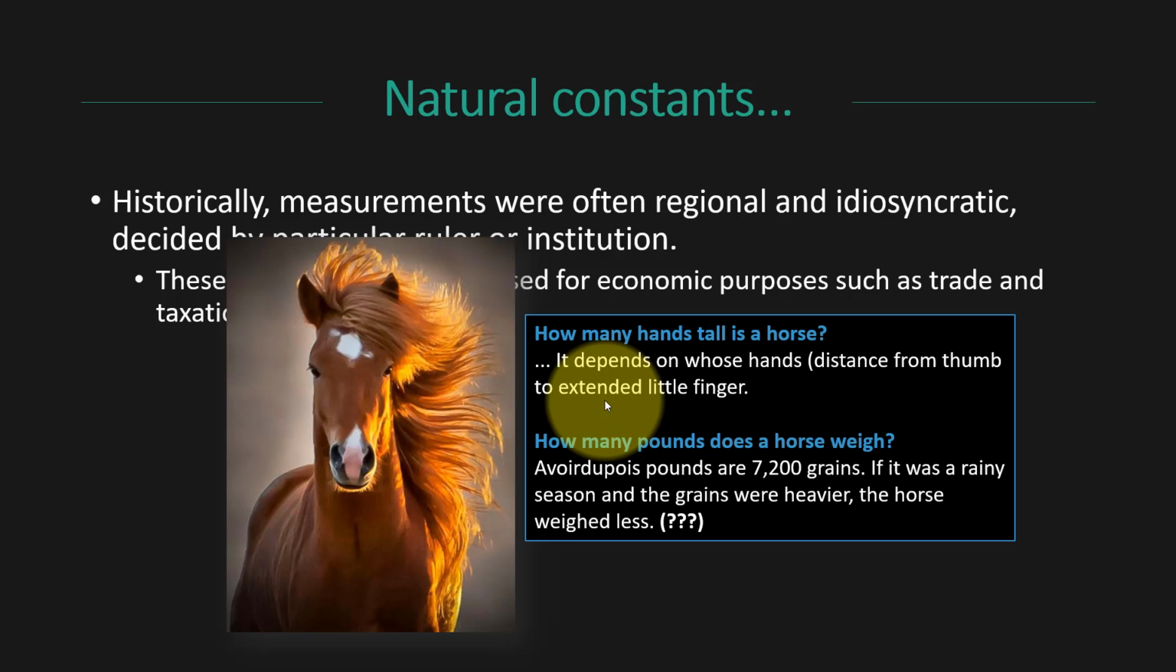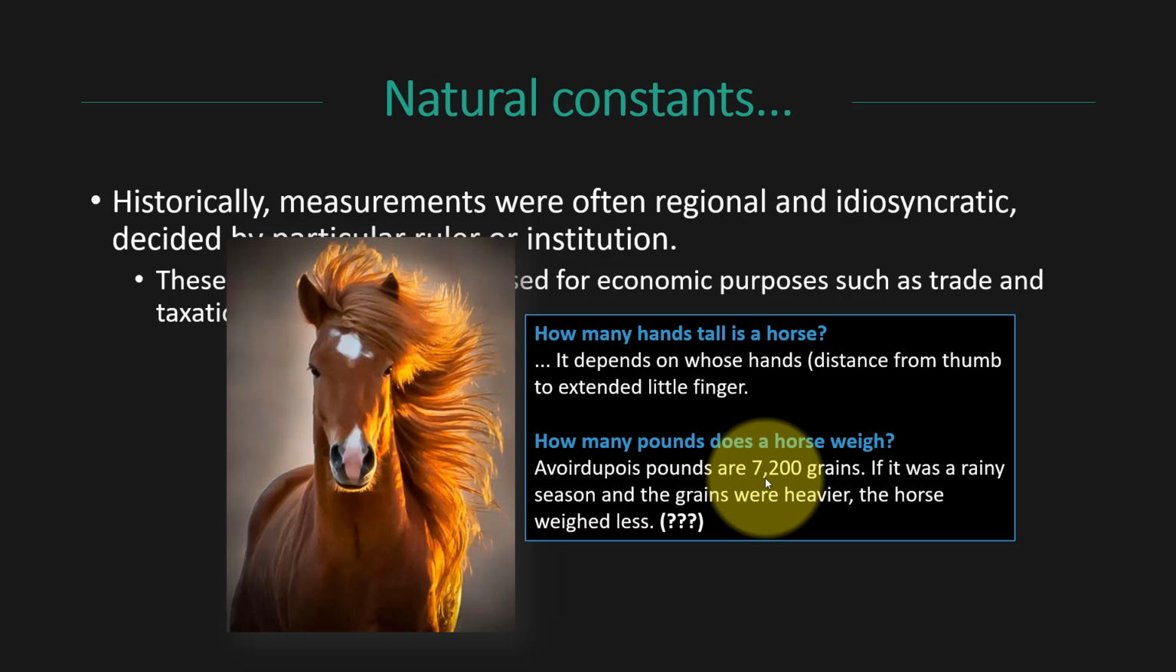Similarly, before we had imperial pounds, there was the avoirdupois pound, which was 7,200 grains of wheat. If it was a rainy season and those grains were heavier, then you'd actually have a horse that weighed less. Because if you had heavier grains, now suddenly your pound is heavier, so the horse makes up fewer pounds. If it was a dry season and your wheat was not as good, you'd have a lighter pound, which means your horse weighed more pounds.